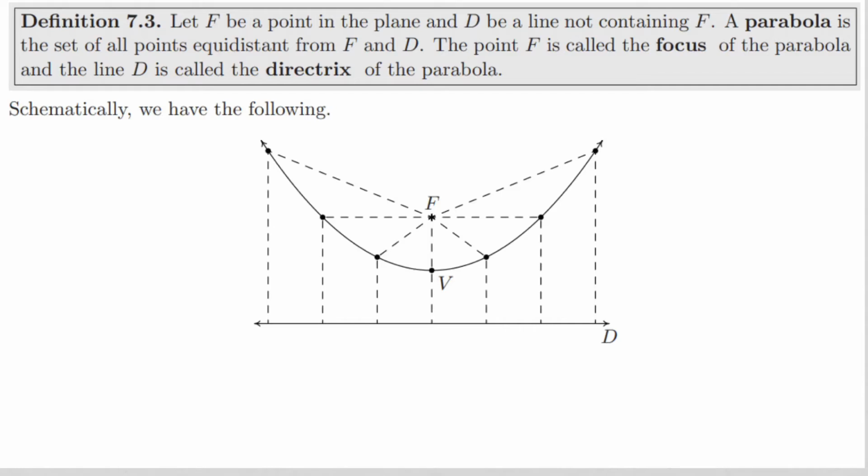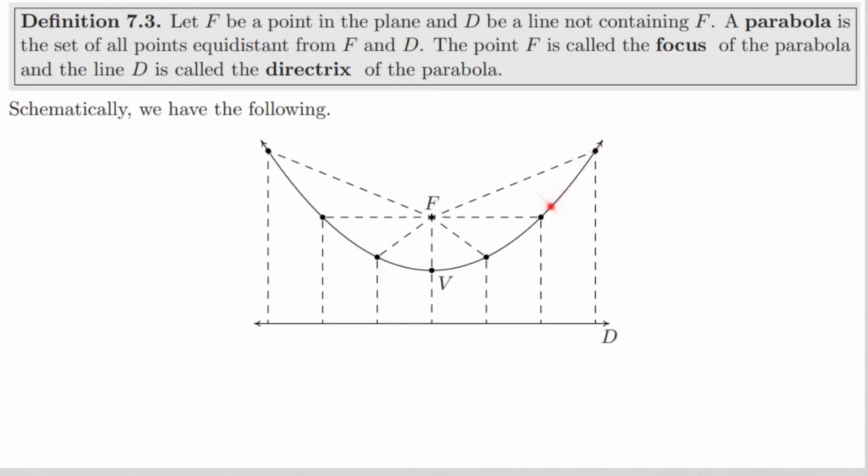We've already studied them as functions on the plane, but now we're going to talk about them more in a geometric sense. So this definition says, let F be a point in the plane, so that means on your piece of paper, and let D be a line not containing F. So here's your point F, and here's your line D, both on this piece of paper. A parabola is the set of all points equidistant from F and D.